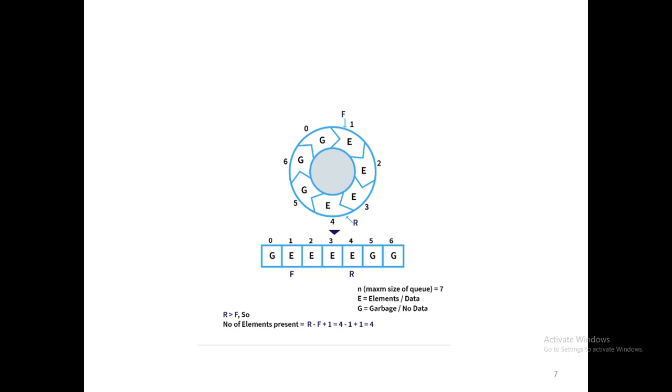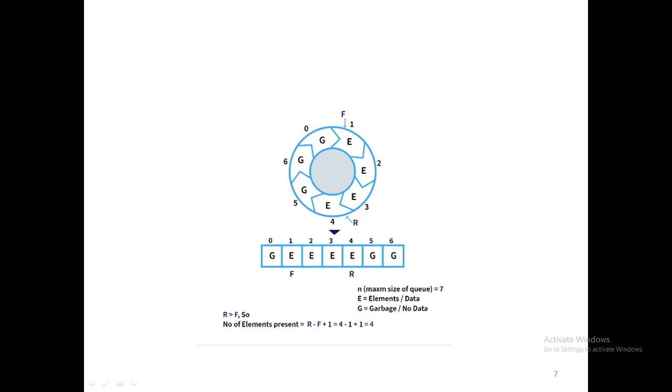So this is the circular queue implementation. Front is now pointing to E and rear is pointing to the fourth position. The maximum size is 7. E is the elements and G is the garbage. No elements are present in the 0th, 5th and 6th positions.